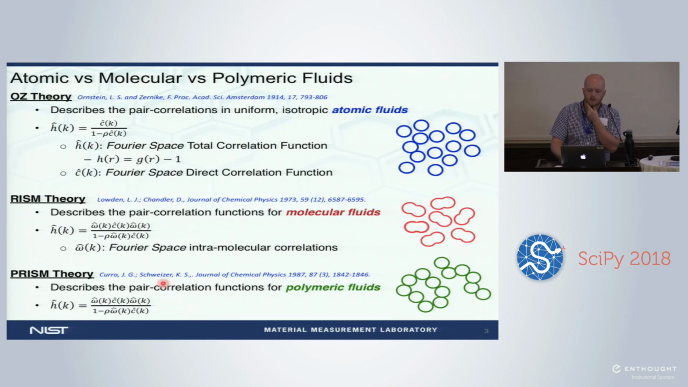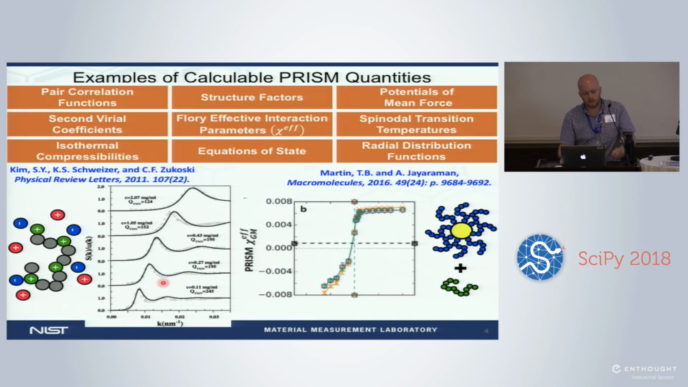So what kind of things can we predict? Just as an overview, I've been talking a lot about pair correlation functions. We can also predict things like structure factors. So again, if you're a small angle X-ray or neutron scattering person, this should immediately excite you, because we can predict exactly the things you measure in your experiment.